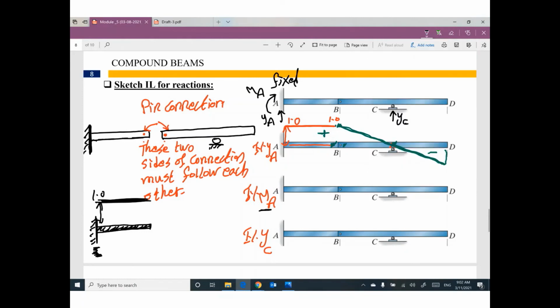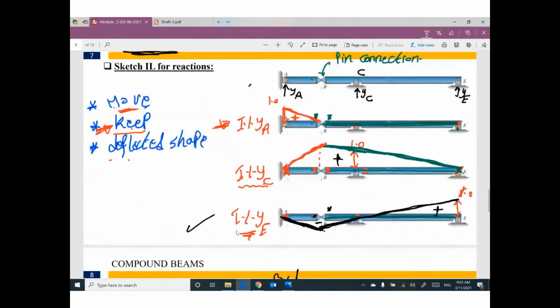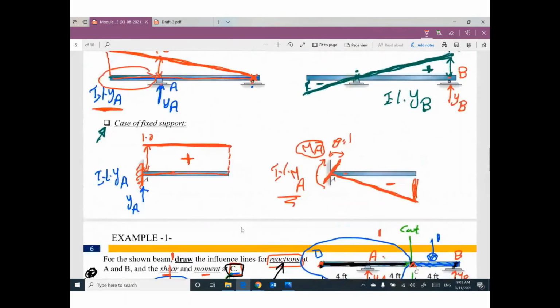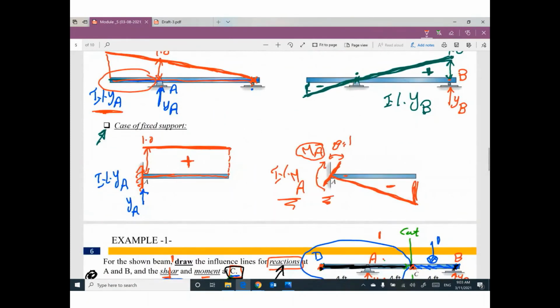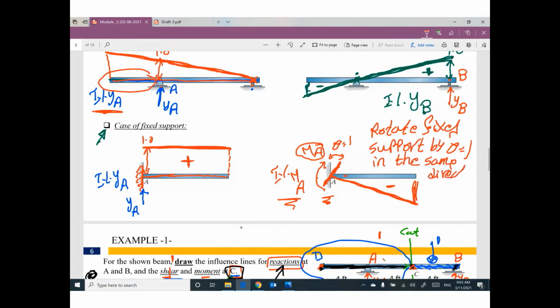To draw the influence line for MA, because this is fixed and this part is connected to this fixed, I assumed a moment to make this part smile. Do you remember how I can draw the influence line for moment at fixed? Yes, I remember. Rotate the fixed support by theta equal 1 in the same direction for MA.